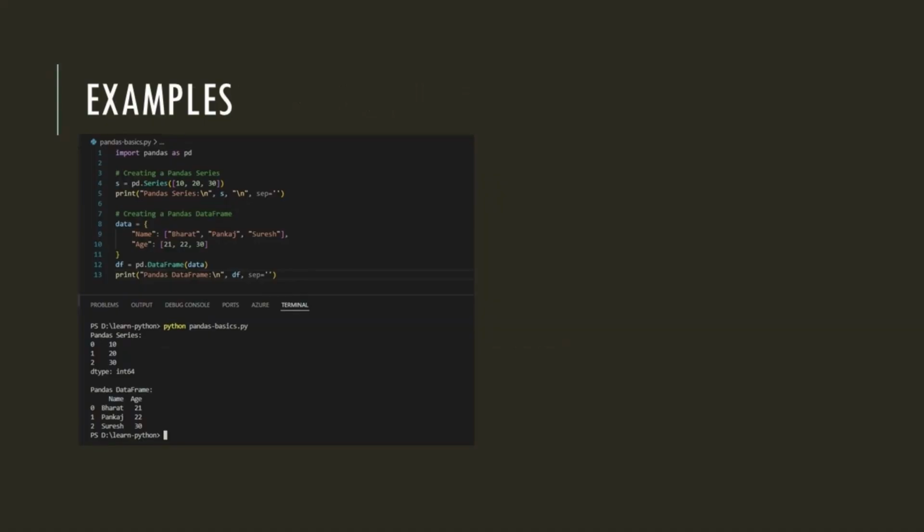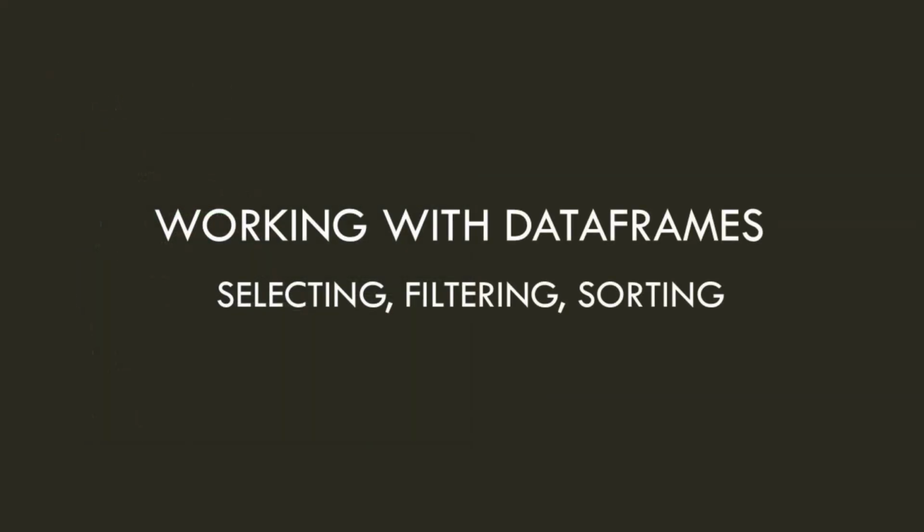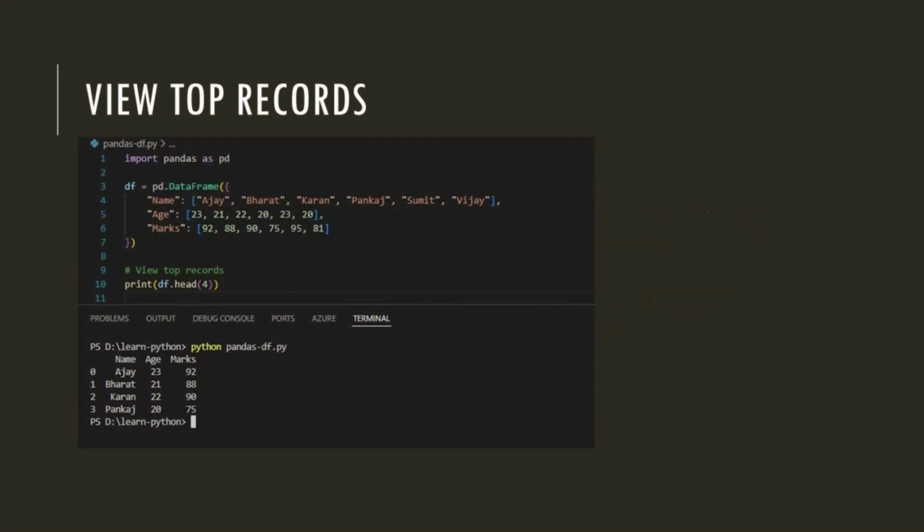Example of a series: s = pd.Series([10, 20, 30]). Example of a data frame: data = name and age. Data frames are the heart of modern data analytics. Let's work with a real data frame. Here we have a data frame with name, age and marks of 6 students.